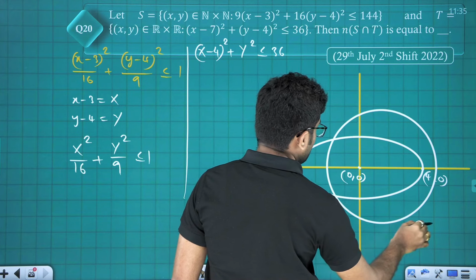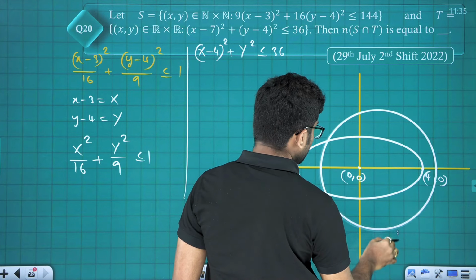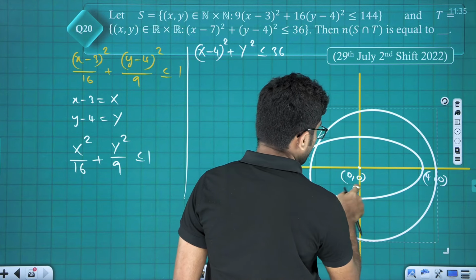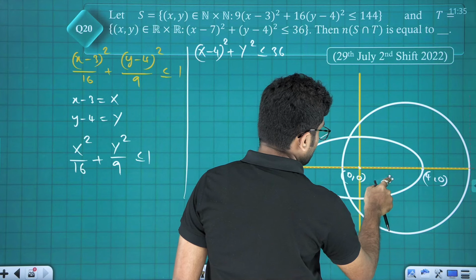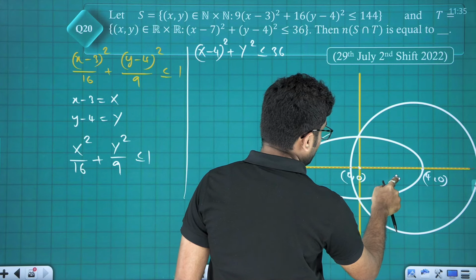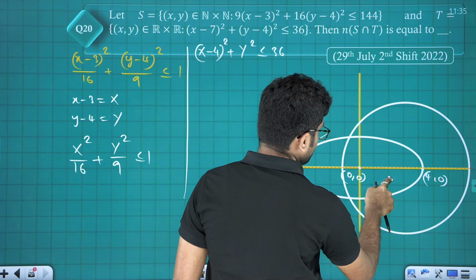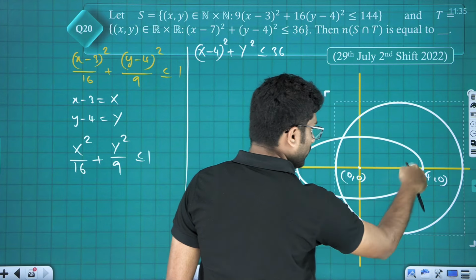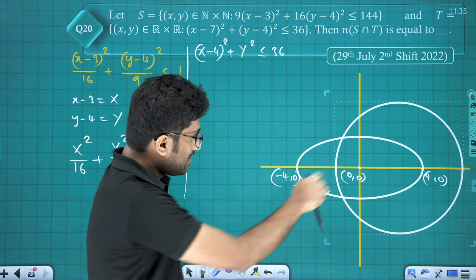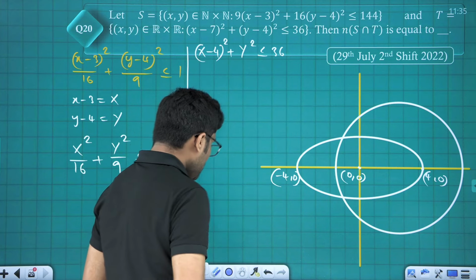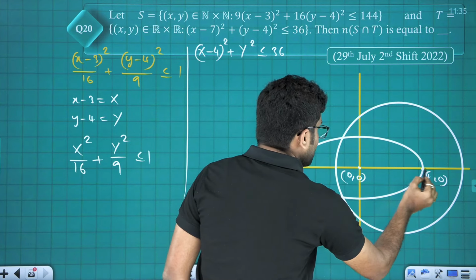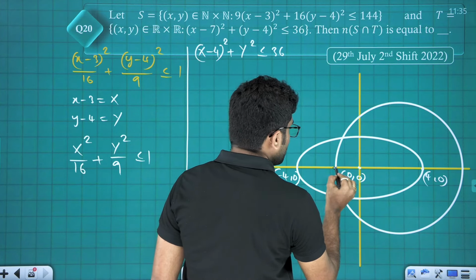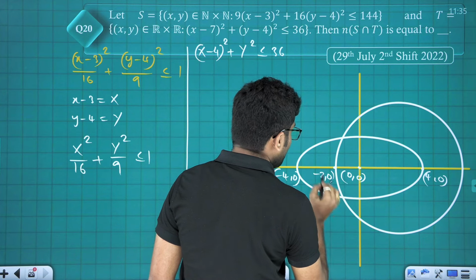This will be like this, friends. Center 4, 0. Let's take this like this. Center should be 4, 0. As I am not getting space, I am just moving it here. Okay, so 4, 0, radius is 6, no? So for sure this intersects the ellipse at minus 2, 0.